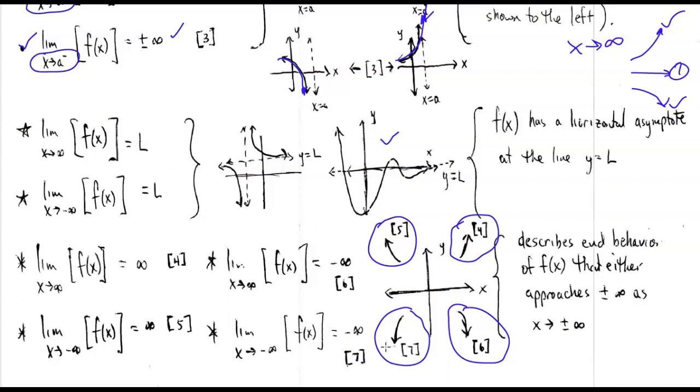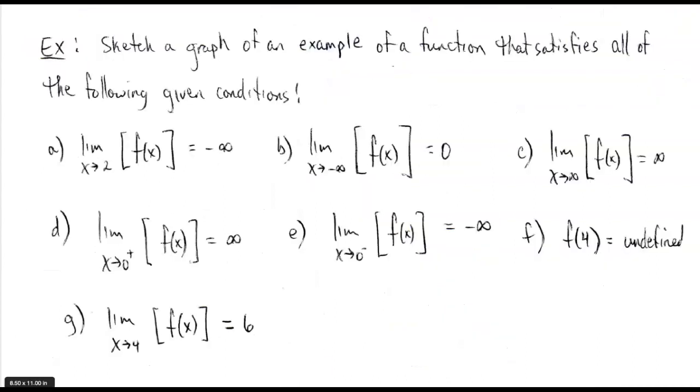And so I'm going to do an example of that to show you how we can use these concepts to piece together what the graph of a possible function would look like, given its properties. So for this example, we're asked to sketch a graph of an example of a function that satisfies all of the given conditions. Now, I want to stress that I want a sketch of an example, meaning one function that satisfies all of these conditions here.